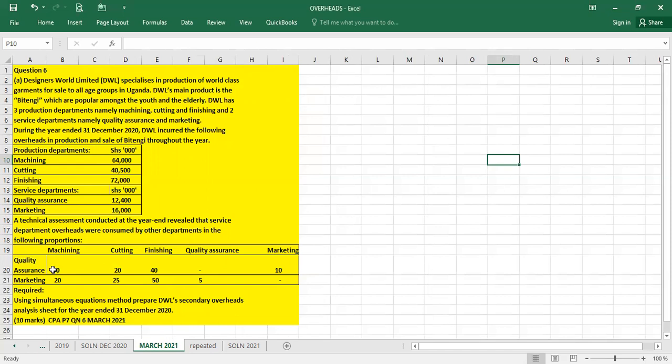So we can proceed. When you're seeing like here, this quality assurance is giving 30, this one is giving 20, and it gives this one 40. It also gives out the 10 to the marketing department. It means when you're using repeated distribution or the continuous distribution, even this 10 is going to be considered. In the direct method, we considered only these ones, but even this one is going to be considered. The same way, the marketing is giving this one and this one, but it also gives 5 to the quality assurance, which is the service department too.